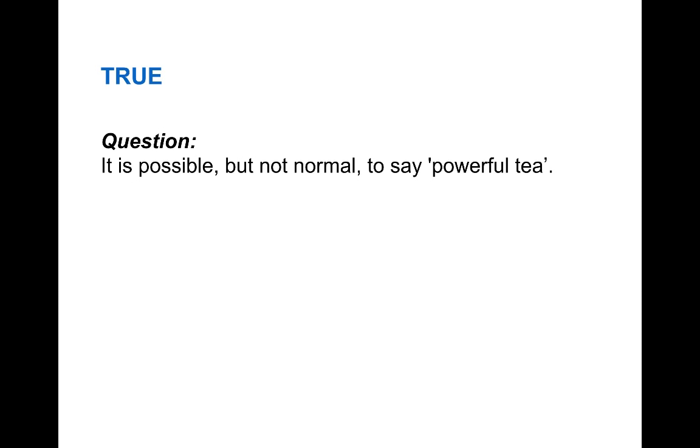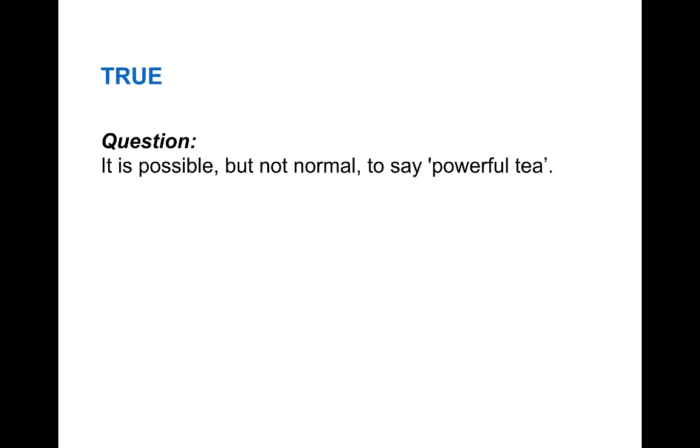Before we do our main exercise for today, let's look at some quick examples. These examples come from my blog, so you may have seen them before, but I think they're useful, just to show the techniques. The first example will be for an answer that's going to be true. Remember, we don't look at the passage first, we go straight to the questions. So here's the first question. It is possible but not normal to say powerful tea. And this is a true, false or not given question.